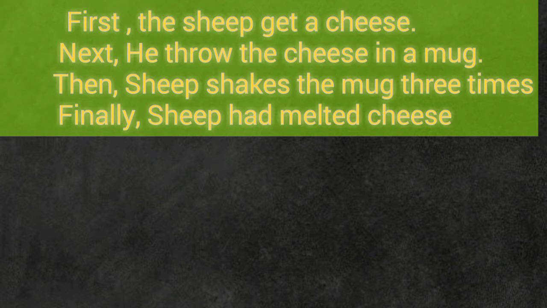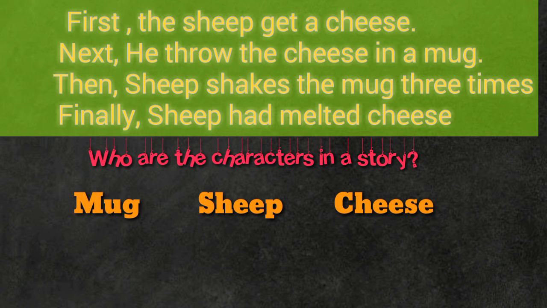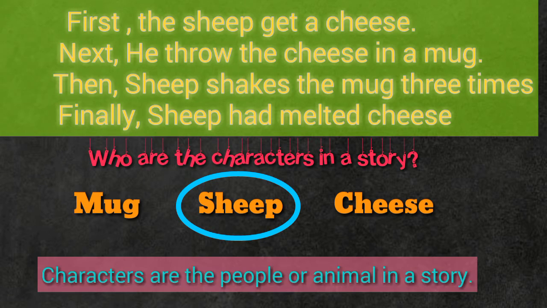First, the sheep get a cheese. Next, he throw the cheese in a mug. Then, sheep shake the mug 3 times. Finally, sheep had melted cheese. Who are the characters in the story? Mug, sheep, or cheese? Yes, it's sheep. Characters are the animal or people in a story.